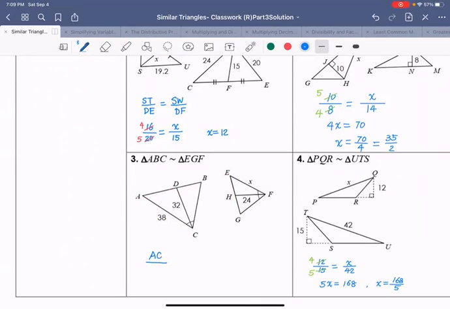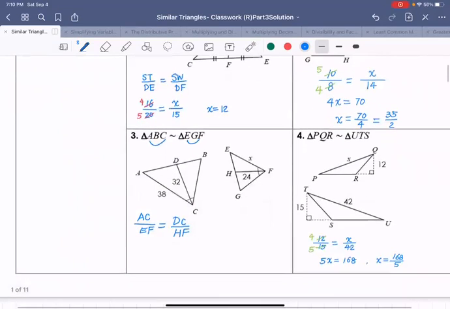AC over FH. Yes, very good. AC over EF, correct? Yeah, you do this way. Equals DC over HF. Very good. Nice. Let's plug in the numbers. Go ahead. 38 over X equals 32 over 24.